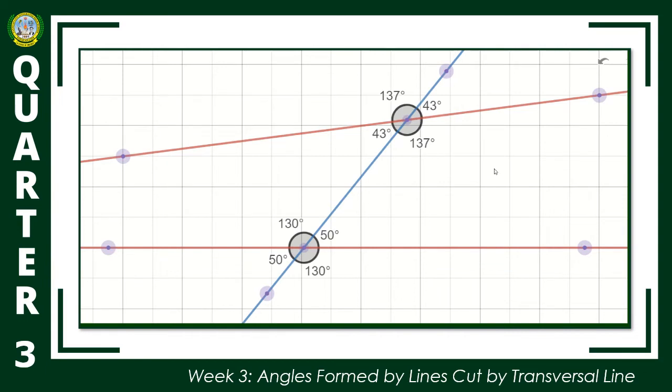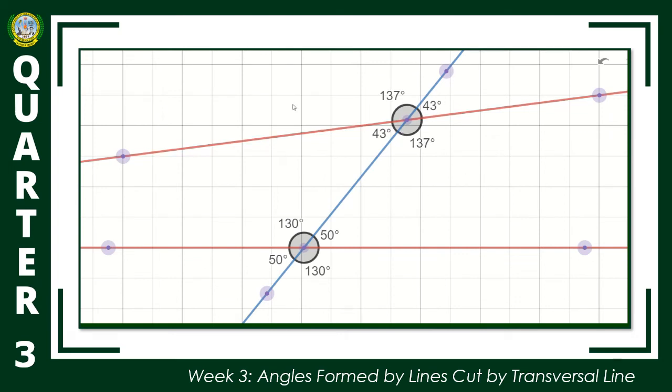Remember, according to the vertical angle theorem, vertical angles are always congruent. Okay? So, in our figure, see that the vertical angles are all congruent. So, 43 equals 43, 137 is equal to 137. Same with here in the second intersection, di ba? 130 is equal to 130, 50 is equal to 50.